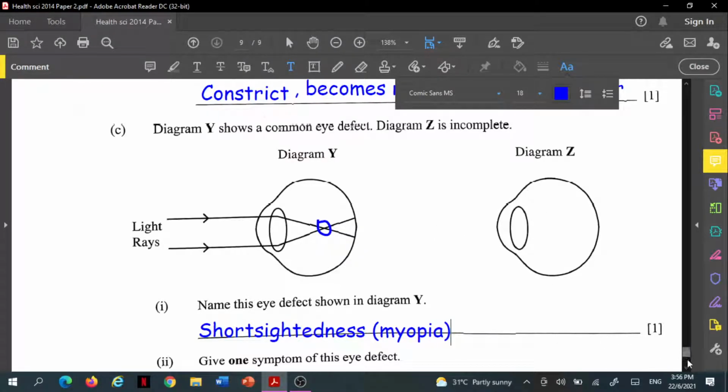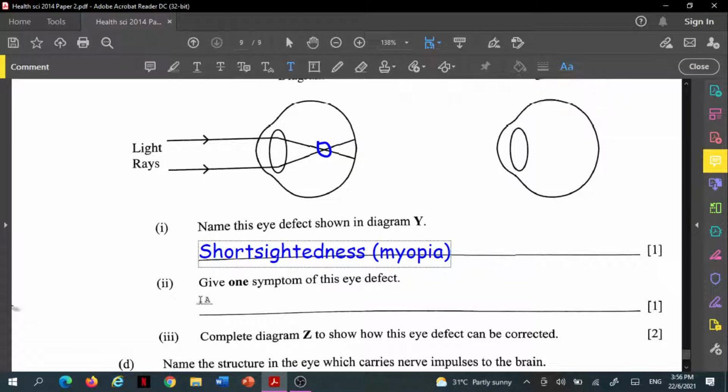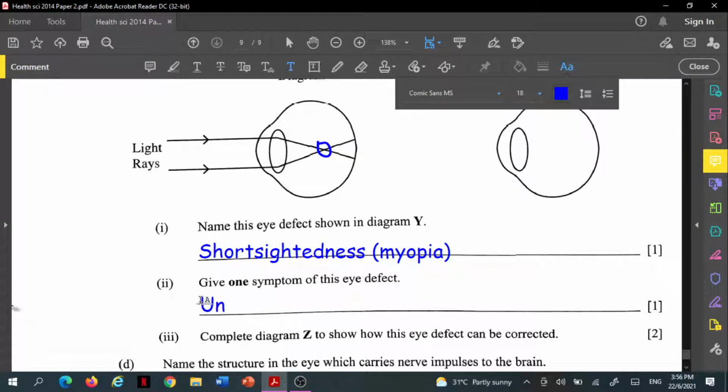All right, so the next part is to give one symptom of this eye defect. If you have short-sightedness, you're unable to see distant objects properly. You may see them, but not so clearly. You may see a blur when looking at distant objects.